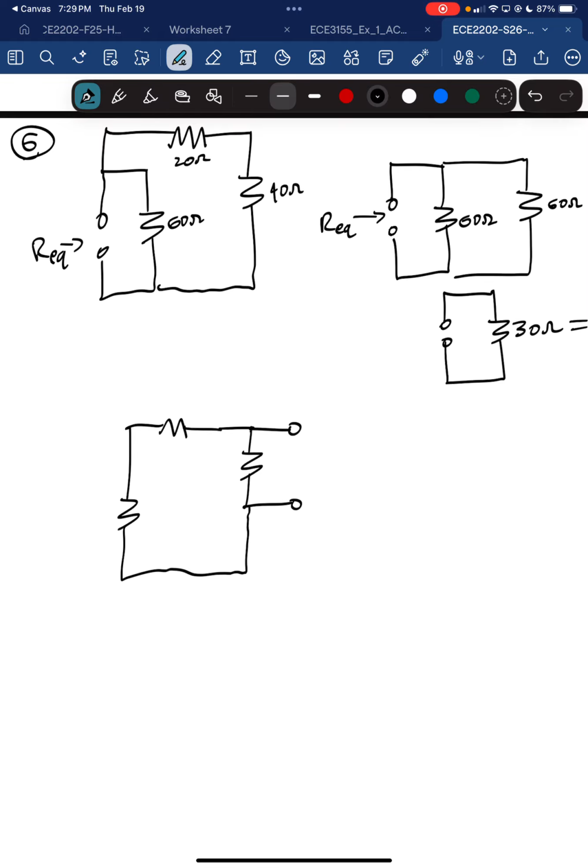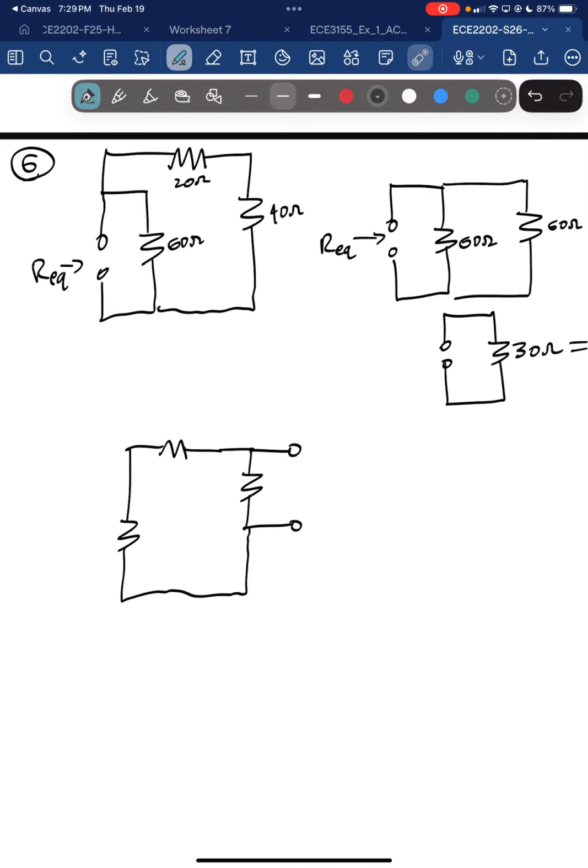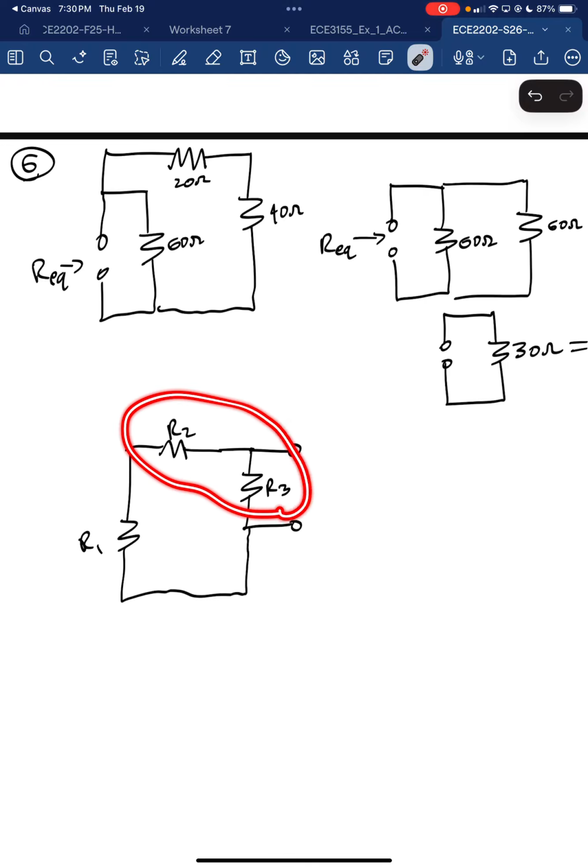All right, I'm just drawing a random circuit here. Now, initially looking at this, these just look like open circuits, so you would be tempted to say that these two resistors are in series because these are open circuits. However, that is not the case.